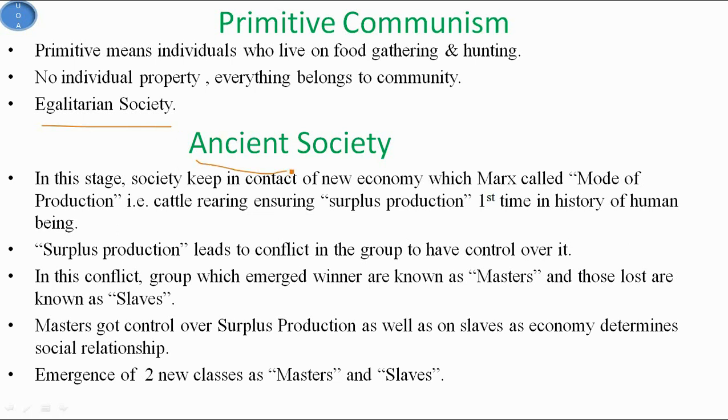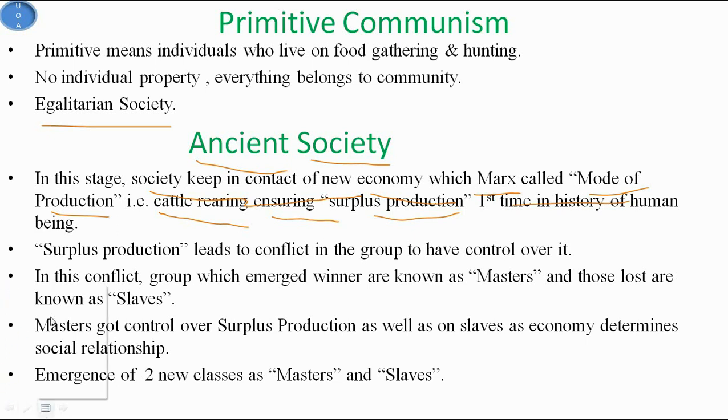Then comes his second stage of understanding European history. In this stage society comes in contact with a new economy, which Marx called the mode of production. And in this, the mode of production is cattle rearing, ensuring surplus production. As you know, in cattle rearing we have surplus production or overproduction, the production beyond the fulfillment of consumption. So for the first time in history, surplus production happens.